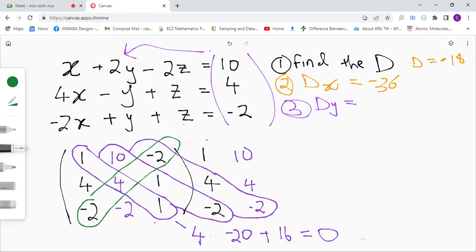-2 times 4, that's -8. -8 times -2, that's +16. -2 times 1, that's -2. -2 times 1, again, that's -2. And then our final diagonal here: 1 times 4, that is 4. 4 times 10, that is 40.